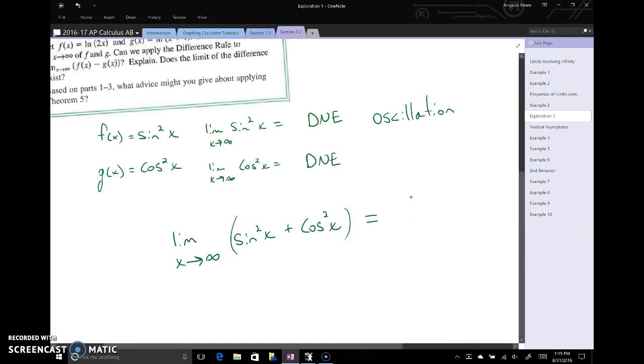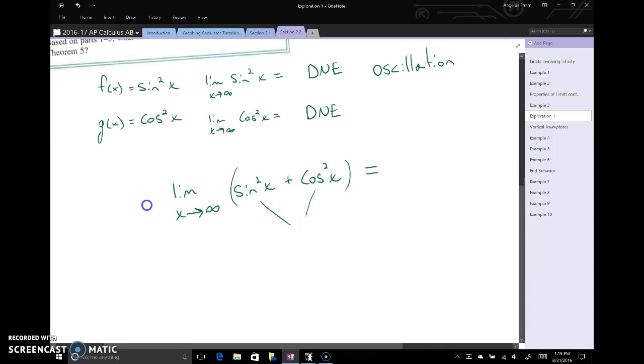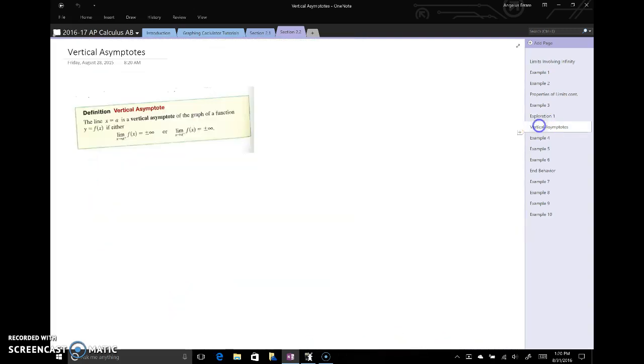Just like last time, if we can't use a property, we could try to re-express. In this case, sine squared plus cosine squared has a value of 1. And so the limit as x approaches infinity of 1 is equal to 1, right? All right, let's move on.